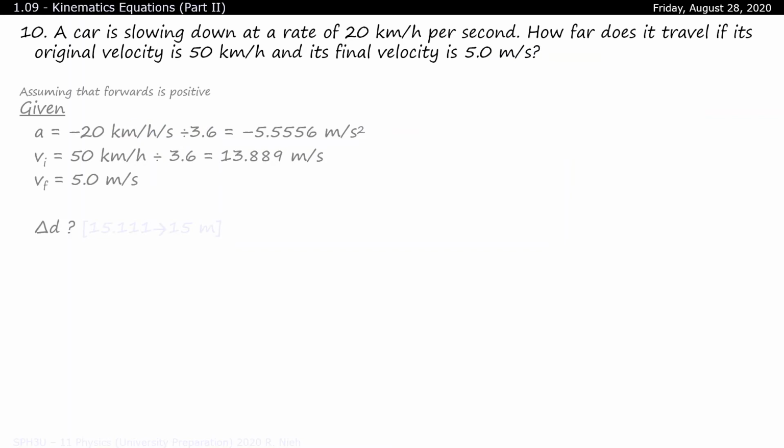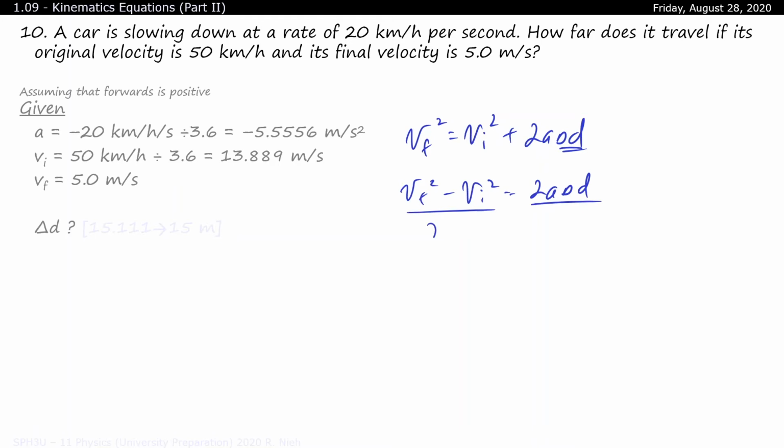The second one I hope is self-explanatory. Whenever you convert from kilometers per hour into meters per second, you divide by 3.6. Beyond here, you take that same equation as before, Vf squared is equal to Vi squared plus 2a delta d, but this time around, isolate for delta d. So you bring the Vi squared over and it becomes negative. And this time around, we divide both sides by 2a.